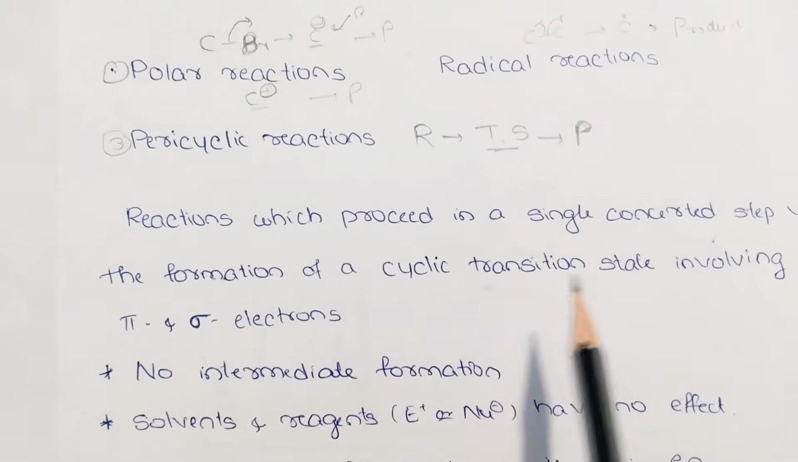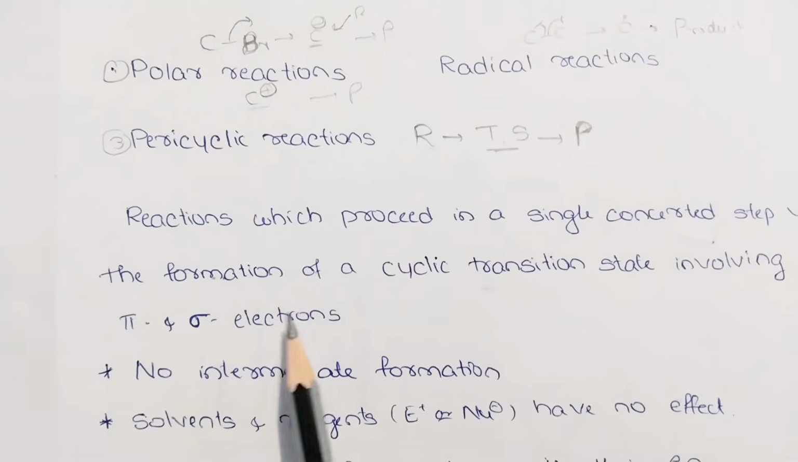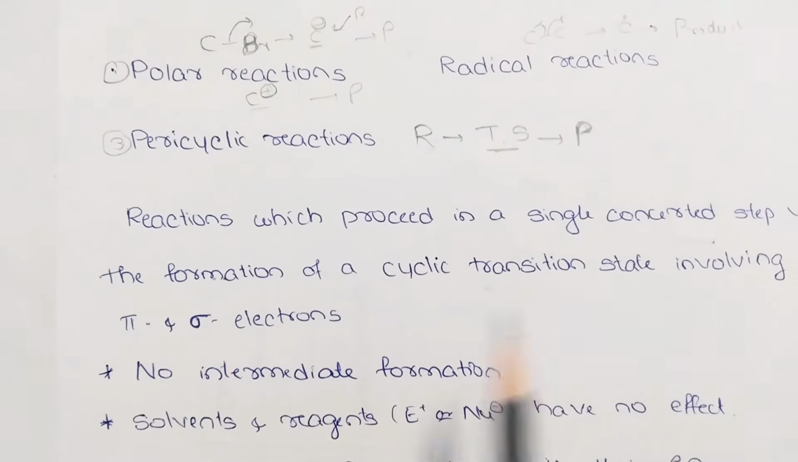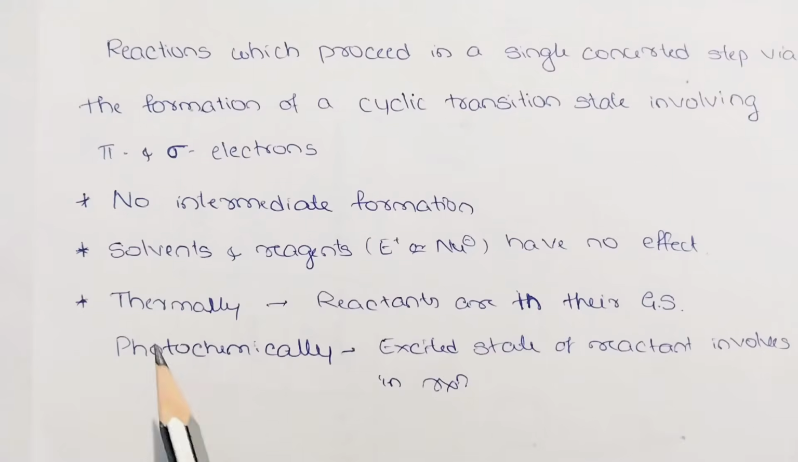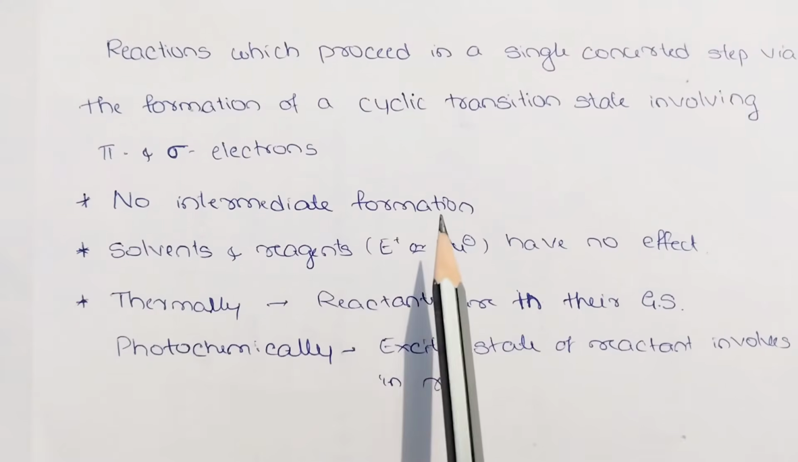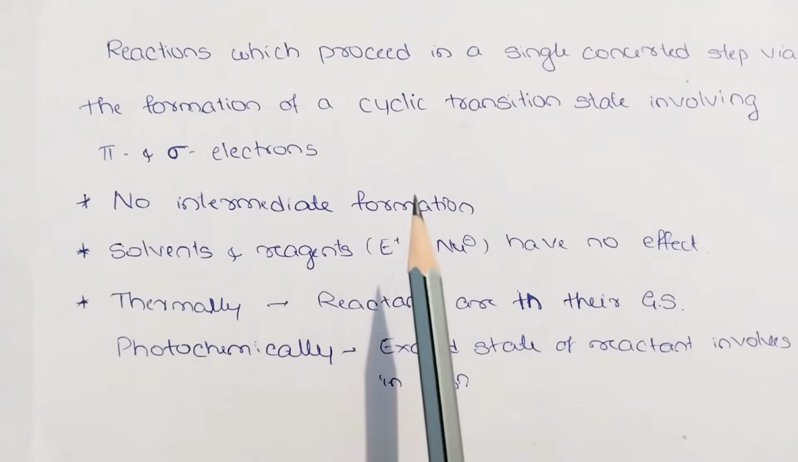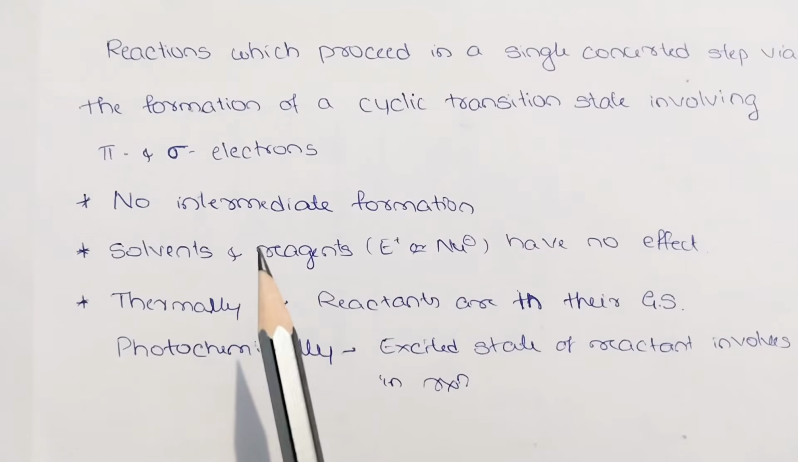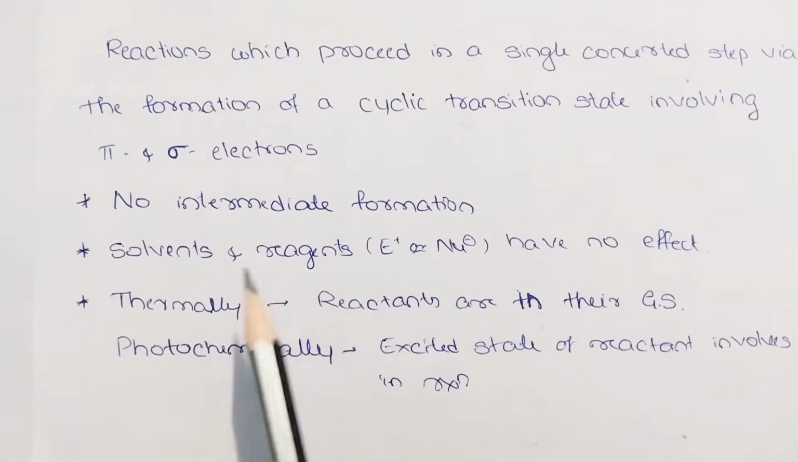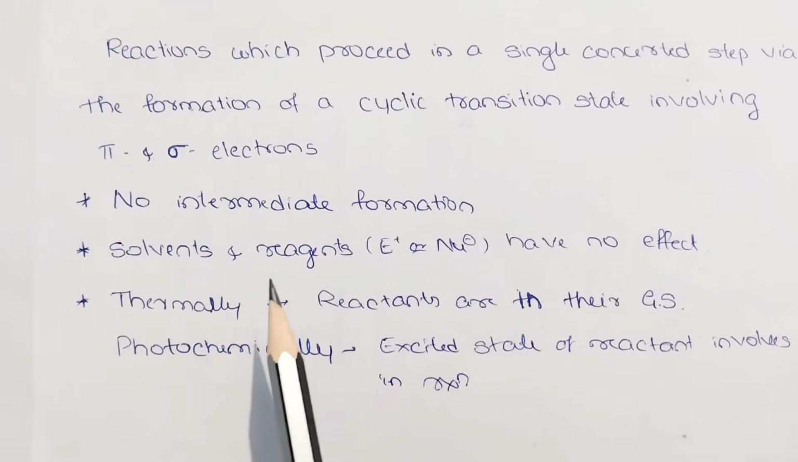Reactions which occur in a single concerted step via the formation of a cyclic transition state involving the pi and sigma electrons are called pericyclic reactions. The key point of pericyclic reactions is that no intermediate formation takes place, as in polar and radical reactions where an intermediate forms. In pericyclic reactions, there is only a cyclic transition state.